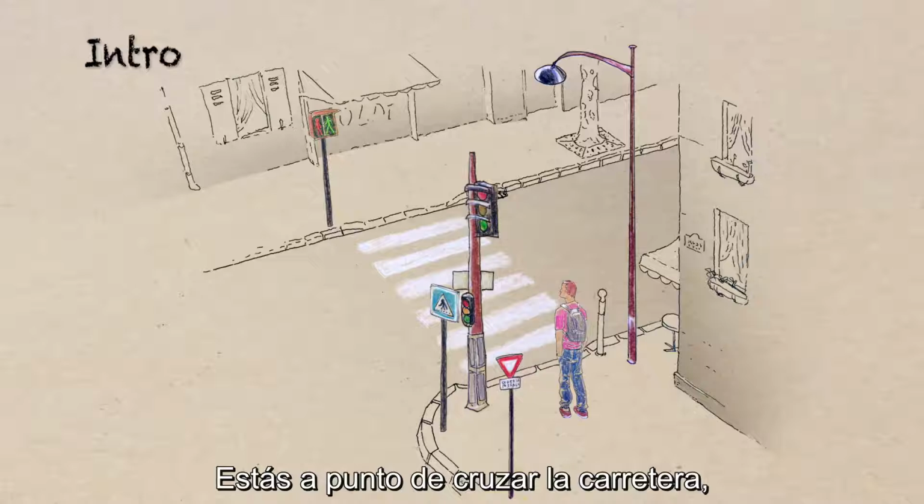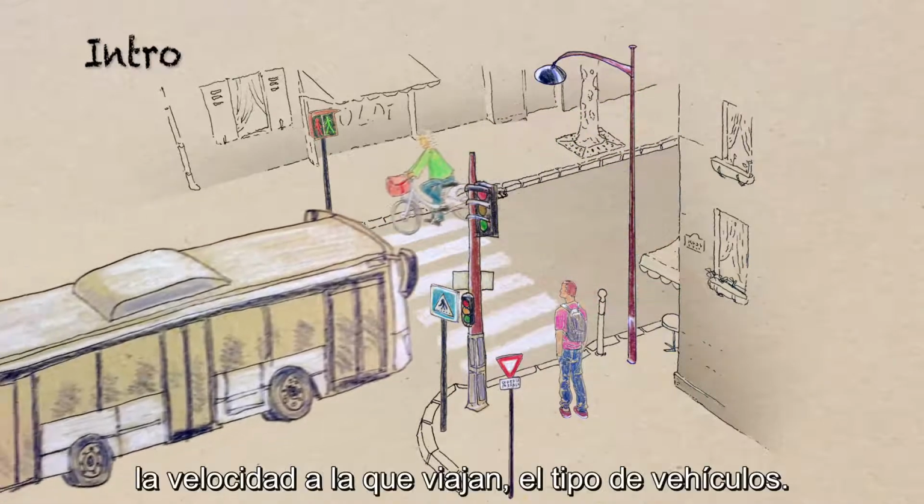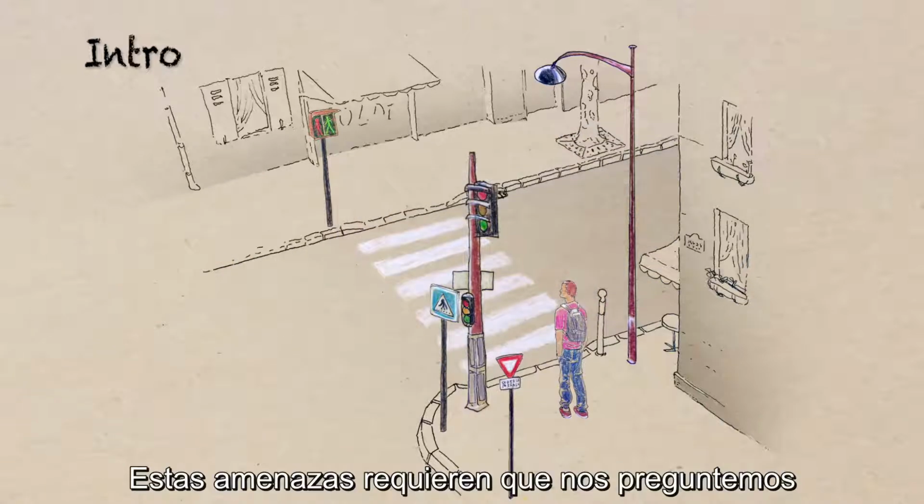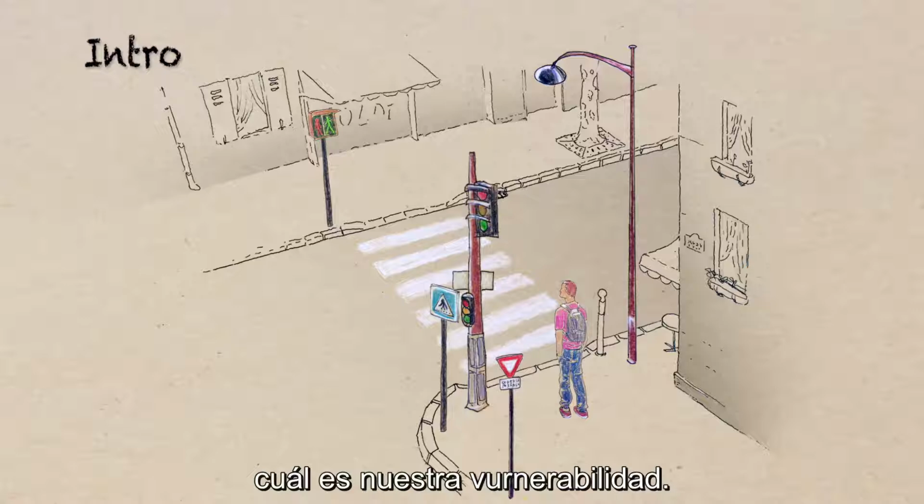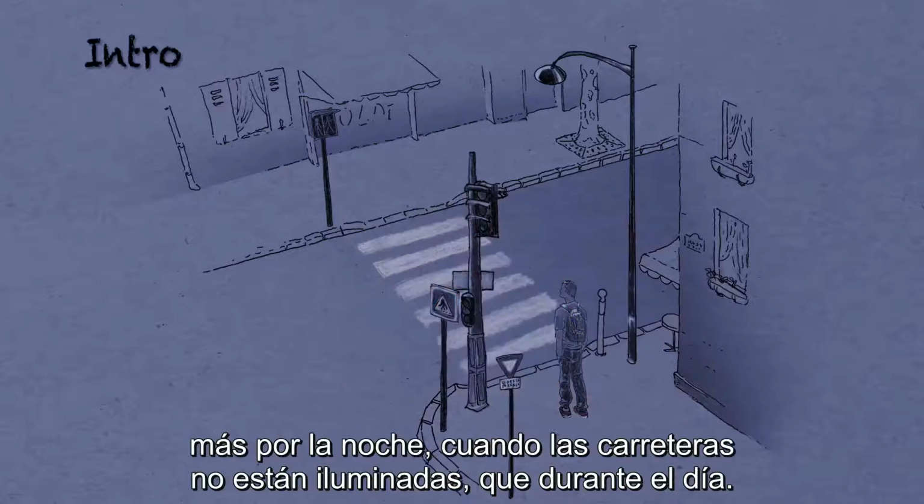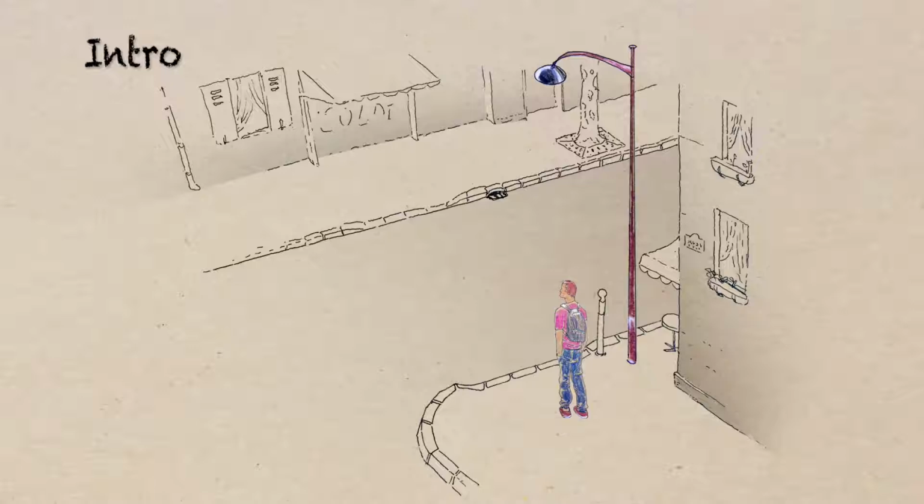You're about to cross the road. What are the threats? Traffic, cars, the speed they're traveling at, the kind of vehicles. These threats require us to ask ourselves, what's our vulnerability? For example, we're more vulnerable on the road than on the sidewalk, more at night when roads aren't lit than during the day, and in places with no road signs.